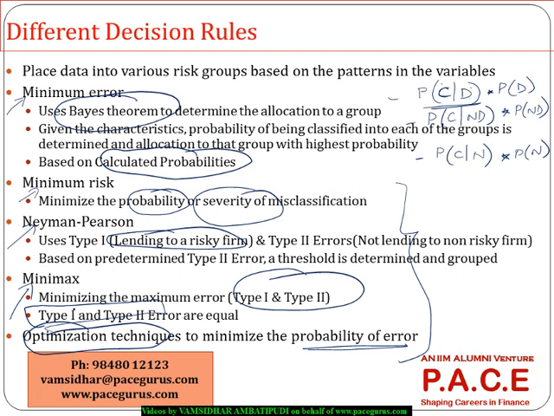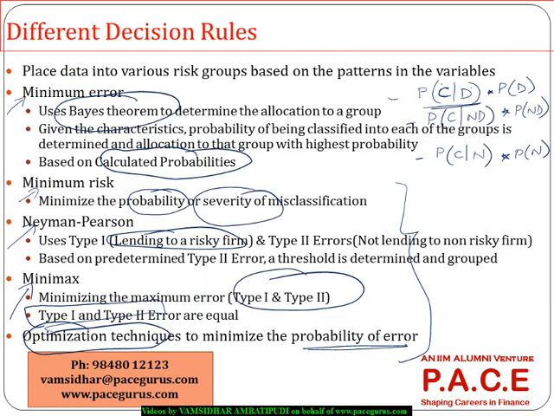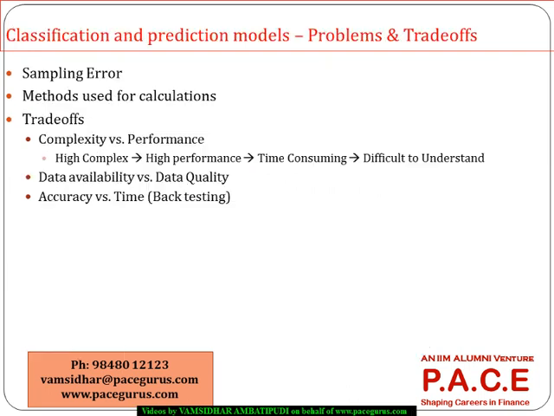So with different mechanisms, let's say we are talking about the linear discriminant analysis mechanism, it will use the minimum error approach. Like that, the various different mechanisms that we talked about here may use different decision rules as a part of classification of a particular asset into the different categories.